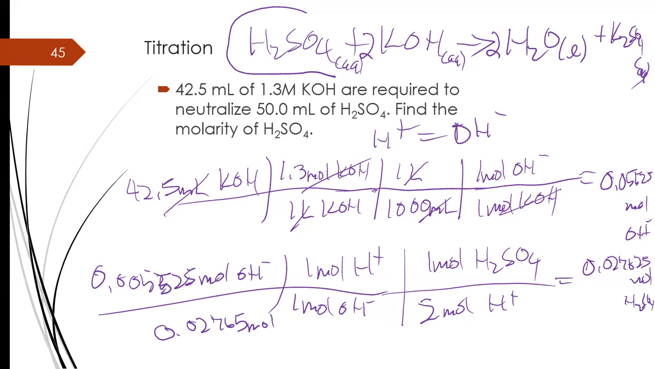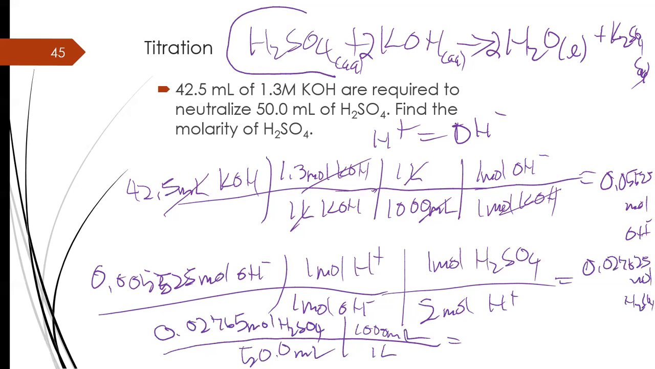We can divide it by the volume, 50.0 milliliters, and there's 1,000 milliliters inside 1 liter. Now that's going to give us our moles per liter, and we get something like 0.55 molarity. And that's how you would do a titration problem. You can set up your equation, look for your equivalence points, and set those equal to each other.